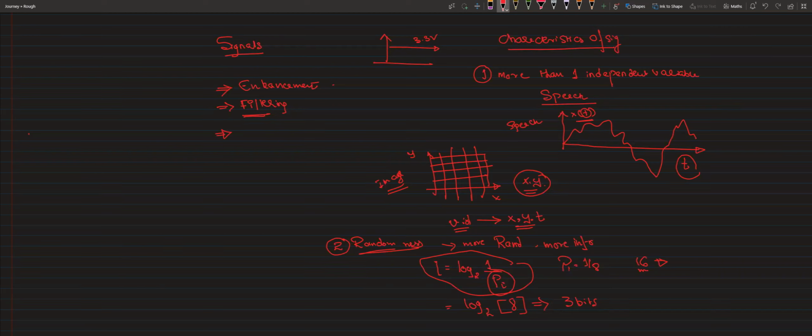So the first one is independence, the second one is randomness, and the third important characteristic is the bandwidth of the signal. What do you mean by bandwidth?